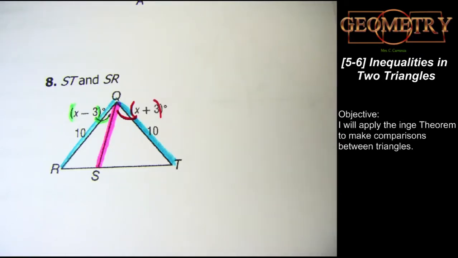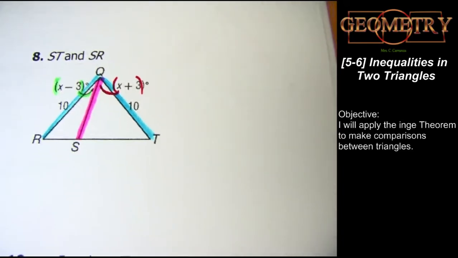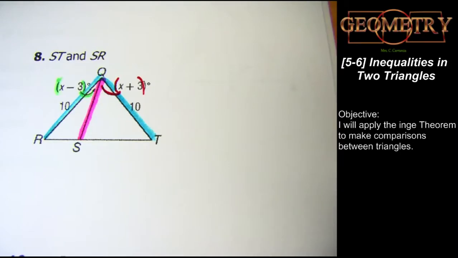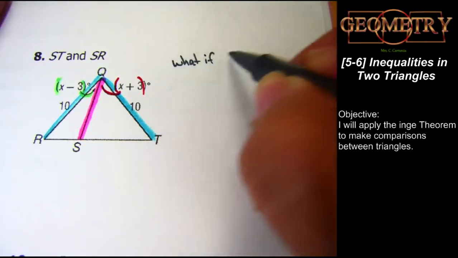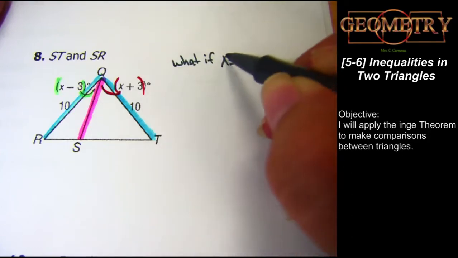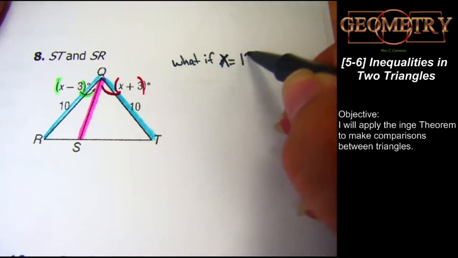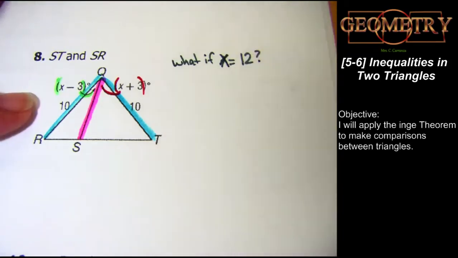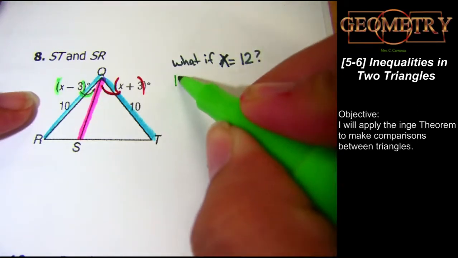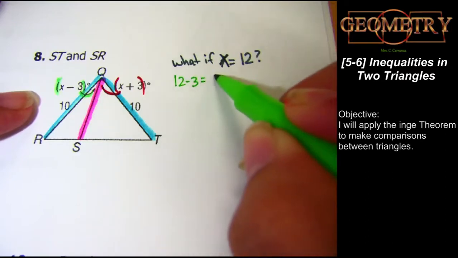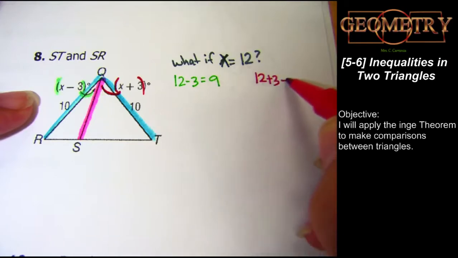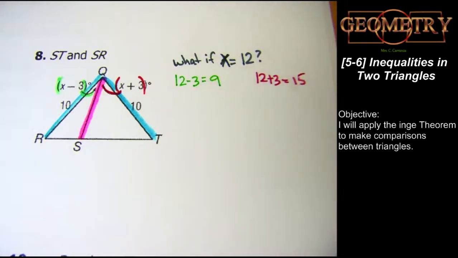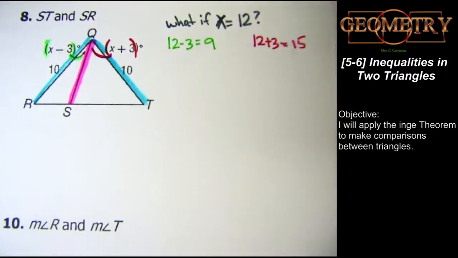So what I'm going to do is pretend there's a value for x. So what if x was, I don't know, give me a number. 12. Okay, what if x was 12? Then I'd have 12 minus 3, and that would be 9. And I'm going to compare that to 12 plus 3, which is 15. So if x is 12, the red angle is bigger.